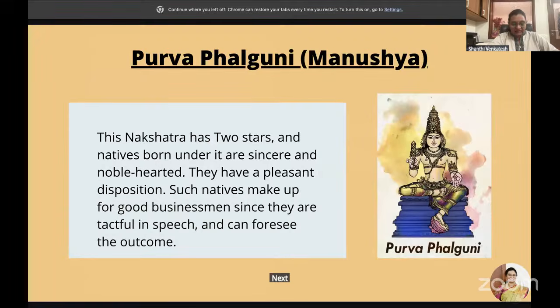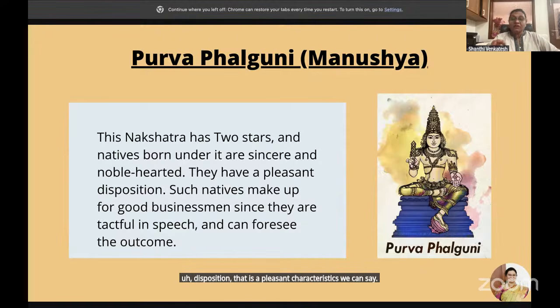Next nakshatra is Purva Falguni Nakshatra. This is also known as Pubba Nakshatra. Even this is found in Simha Rashi. All the four padas of Pubba Nakshatra are found in Simha Rashi. It belongs to Manushya Gana. The people who are born in Pubba Nakshatra are very sincere, very noble hearted, and they have got a pleasant disposition. That is a pleasant characteristic, we can say.